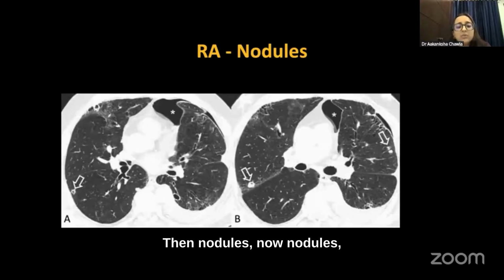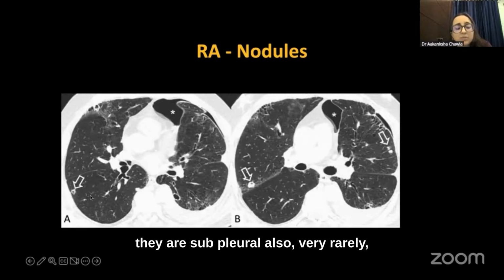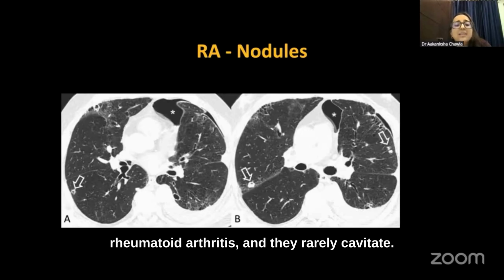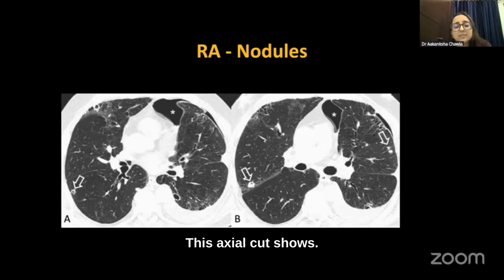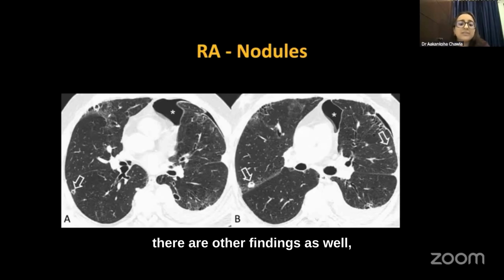Then nodules. Now, nodules, as you can see in these axial cuts, they are bilateral, they are subpleural also. It's a very rare manifestation of rheumatoid arthritis, and they rarely cavitate. This axial cut shows, because this is a patient of rheumatoid arthritis, there are other findings as well, but nodules is a very rare manifestation.